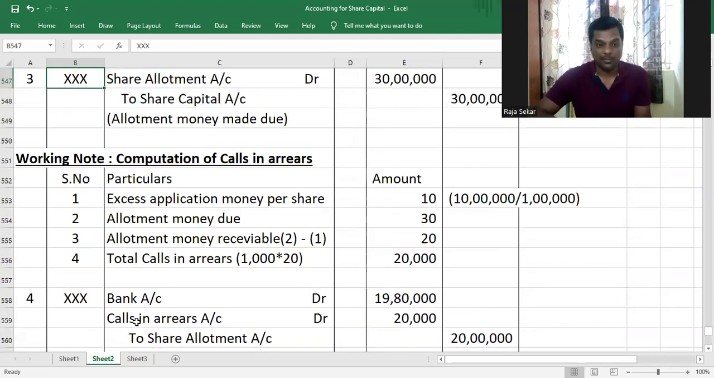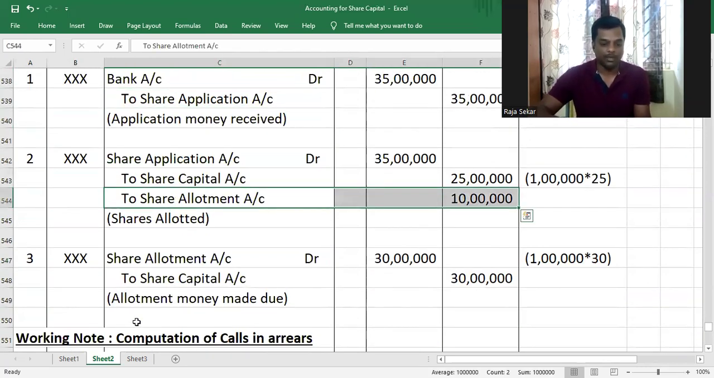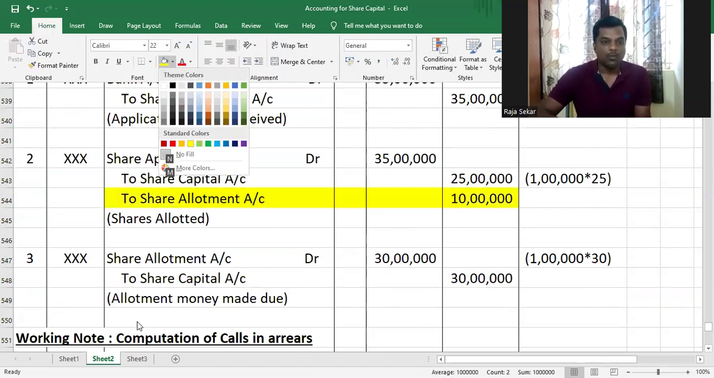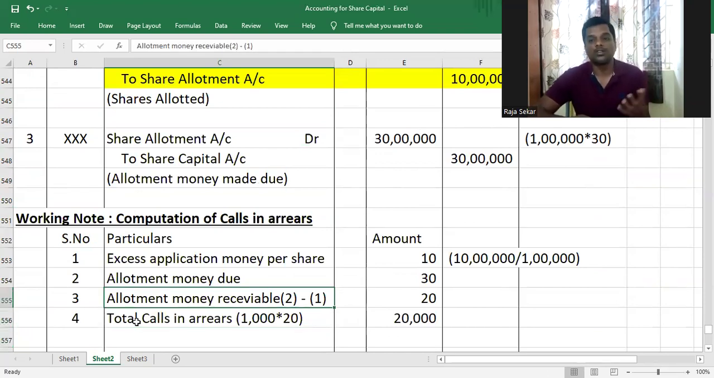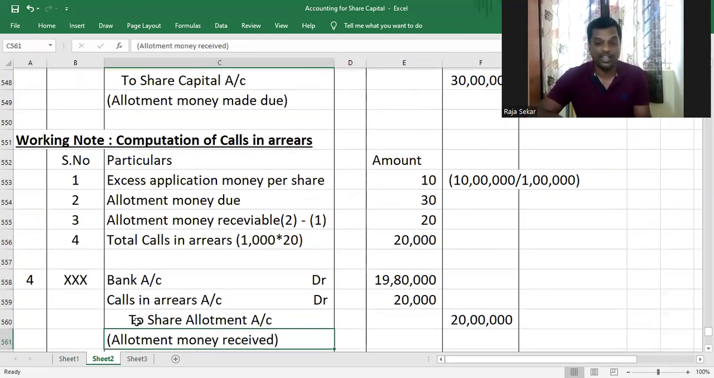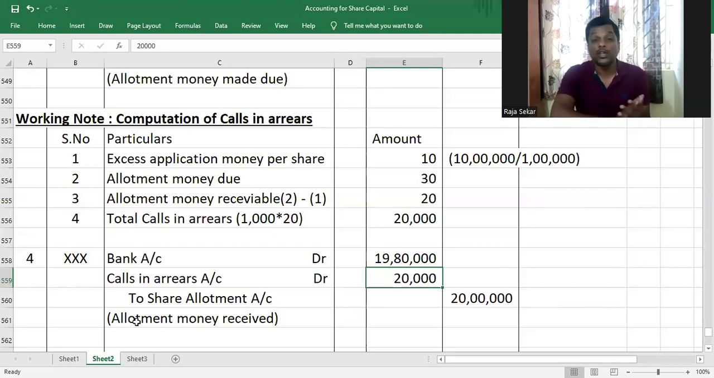But when there is some excess application money available to be set off against a particular call, like in this question, we had some 10 lakh rupees available to be set off against allotment. Am I right or not, my dear children? What we got to do was use the working note to find out the calls in arrears. You might wonder if this is actually necessary. I mean, it is easy to find without the working note because 20 lakh is credited to share allotment account. 20 lakh divided by 1 lakh is 20 rupees, the amount received per share, and therefore calls in arrears will be 20,000. There are other ways of computing and finding the calls in arrears also.